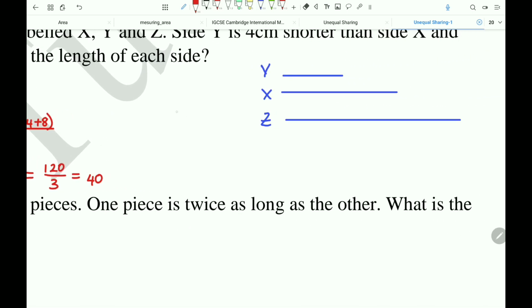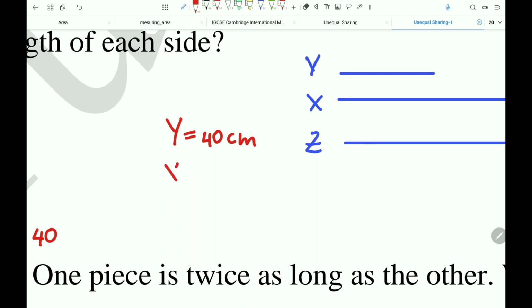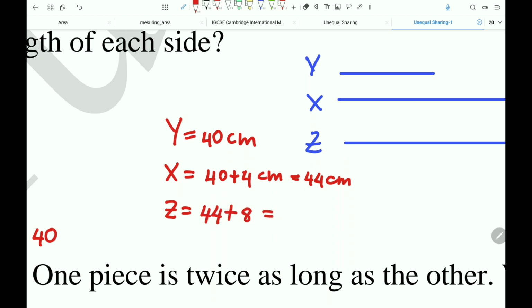which means now that Y would be equal to 40 centimeters. X is going to be equal to 40 plus 4 centimeters, which is 44 centimeters. And Z is going to be equal to X plus 8, not Y plus 8. So Z is going to be equal to 44 plus 8, which is 52 centimeters.